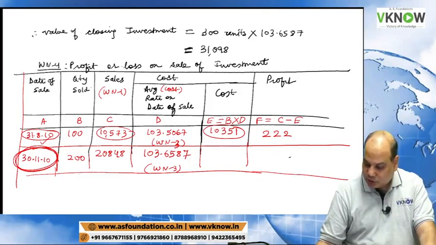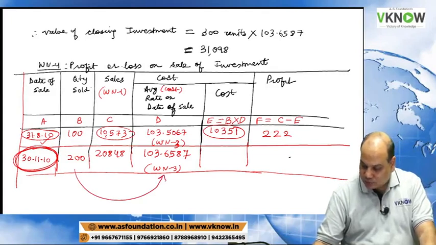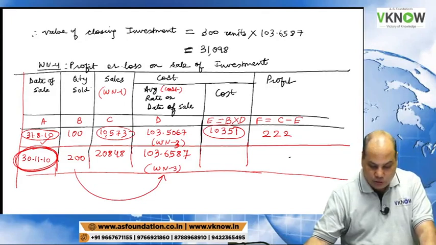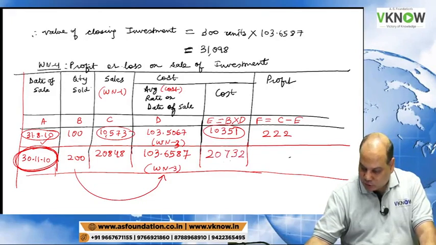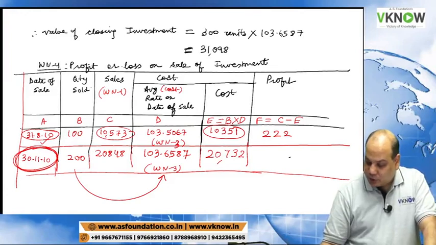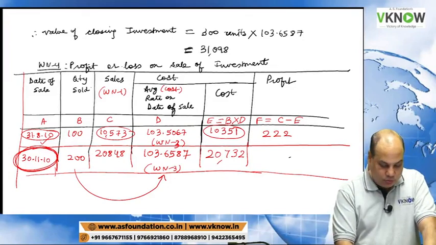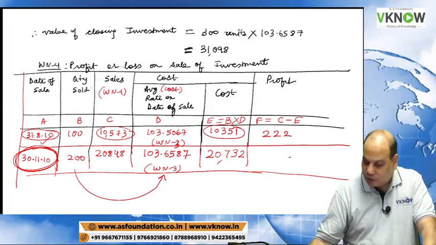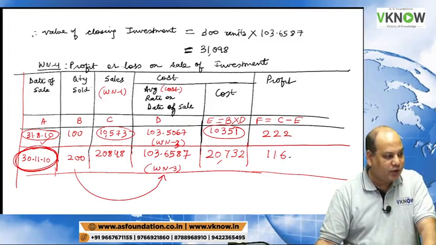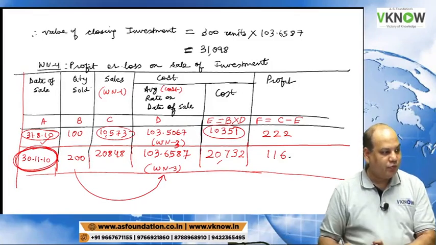So this calculation, multiply these two columns. This will give me the cost of investment sold. Round it off to the nearest rupee, 20,732. Very good, Sakshi Madhu. And now you tell me profit or loss. That is a profit of 116 rupees. Sanket, you are right.